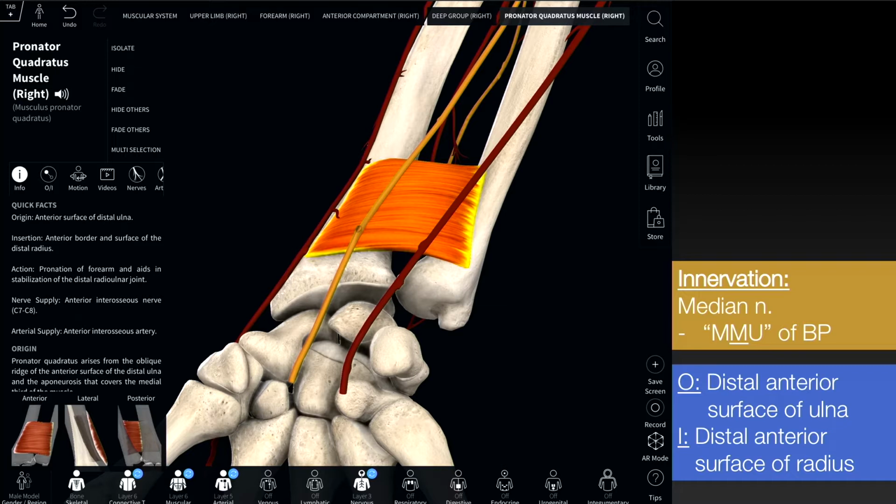Very straightforward. And these are the main muscles that pronate the forearm. So what about their antagonists? We're looking at one antagonist, one muscle that supinates, that does the opposite action.